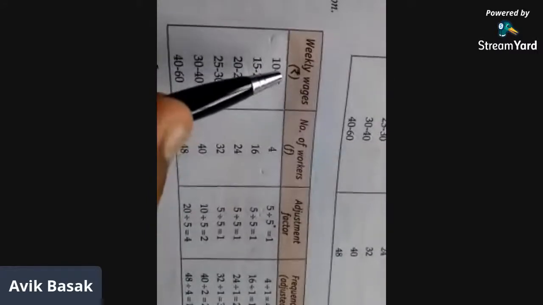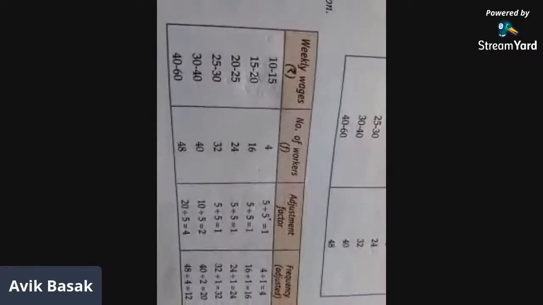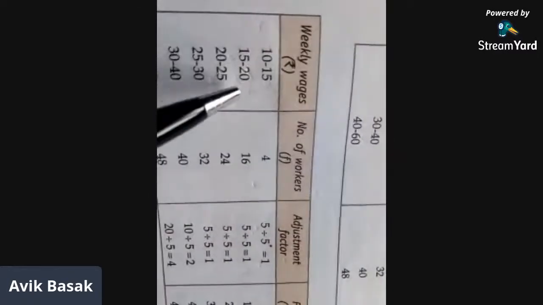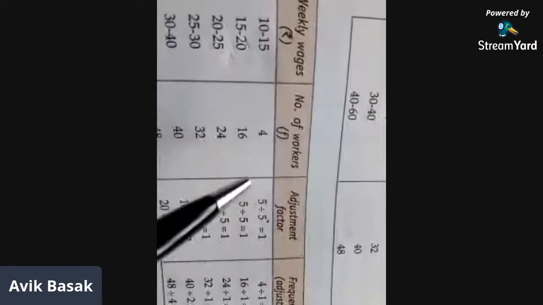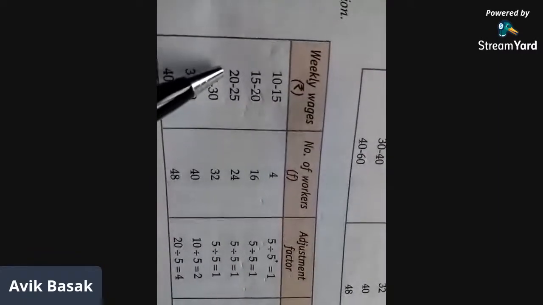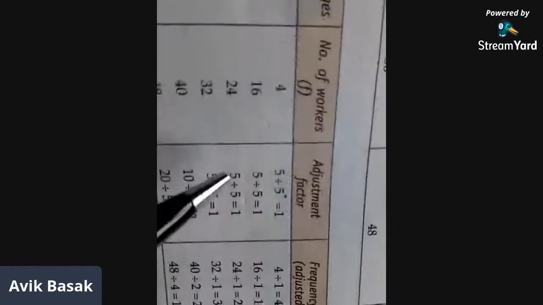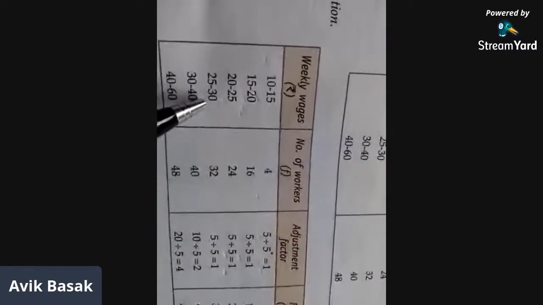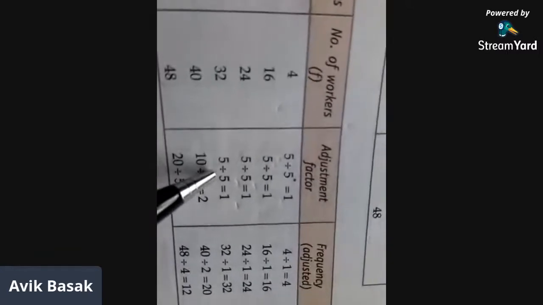And what is the difference? 10 to 15, 5 only. So 5 divided by 5, 1. Then 15 to 20, how much difference? 5. 5 divided by the size of the lowest class interval, again 5, equals 1. 20 to 25, how much? 5 only. So 5 divided by the lowest class interval size, 5, is 1. 25 to 30, the difference is 5, so again 5 divided by the size of the lowest class interval, 1.